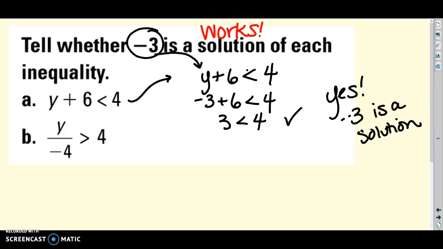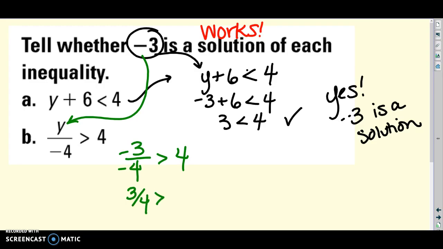Okay, how about this one? Well, leave the problem or recopy it. Then I'm going to take my -3 and substitute it in for the variable. So -3 over -4 greater than 4. The negatives here would cancel out, but I would still get a fraction. 3/4 is greater than 4. Is that true? No, it's not. So if it doesn't work or it's not true, then you say no, it's not a solution to that one.